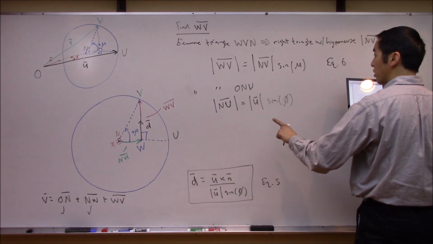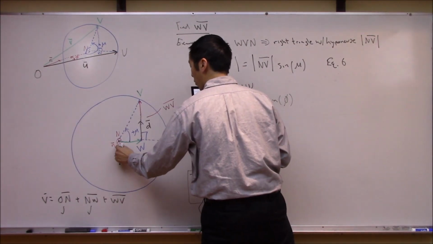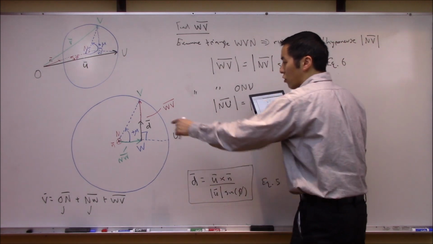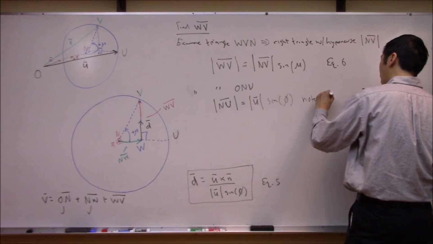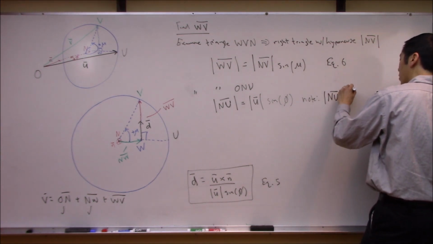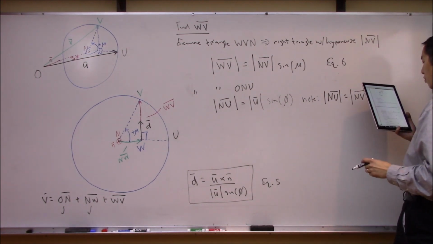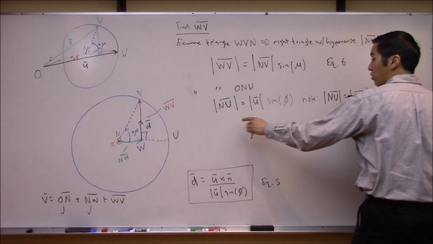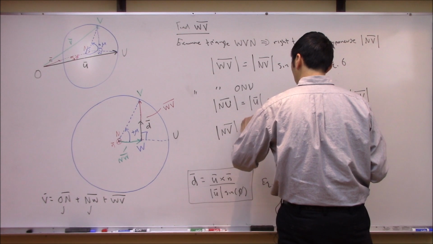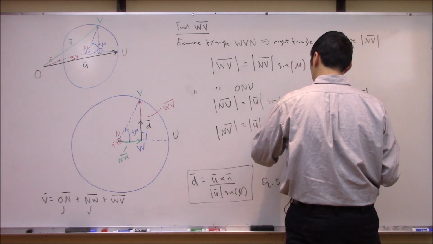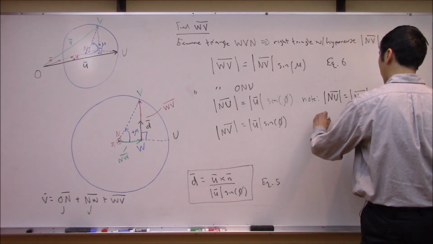Now, if you remember, what is NU? NU is this distance here, the radius of this circle that we've got. So let's make a note here that the magnitude of NU is equal to the magnitude of NV. Both of those are the same thing, the radius of the circle. So I can write the magnitude of NV is equal to the magnitude of U sine phi. Let's call this equation 7.